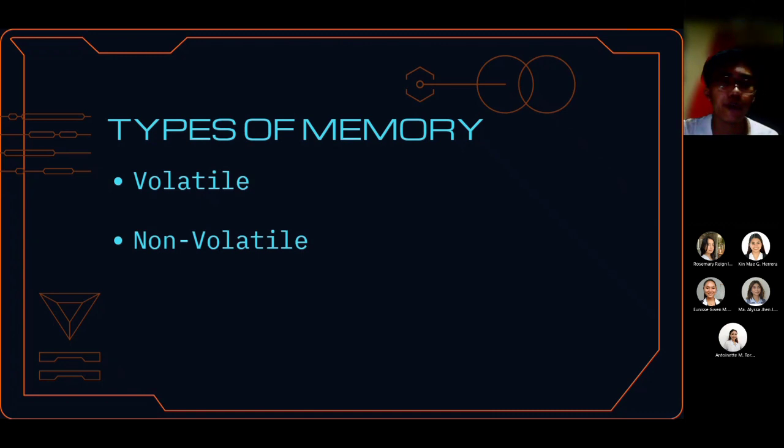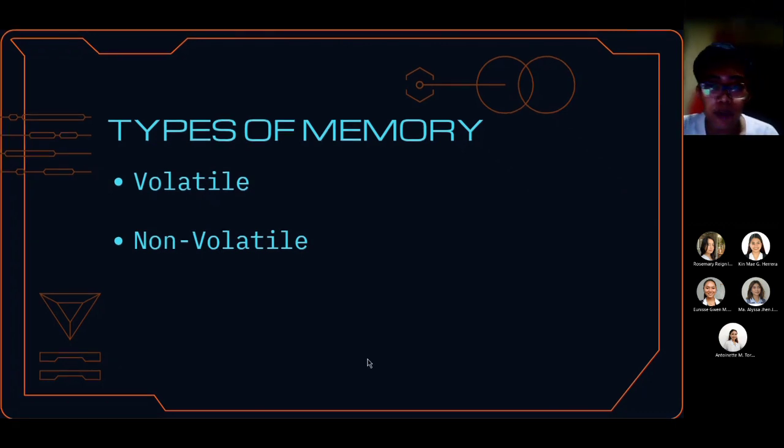Next is types of memory. First is the volatile. Volatile memory is a type of memory that maintains its data only while the device is powered. If the power is interrupted for any reason, the data is lost. Volatile memory is used extensively in computers, ranging from servers to laptops, as well as in other devices such as printers, LCD displays, routers, cell phones, wearables, and medical equipment.